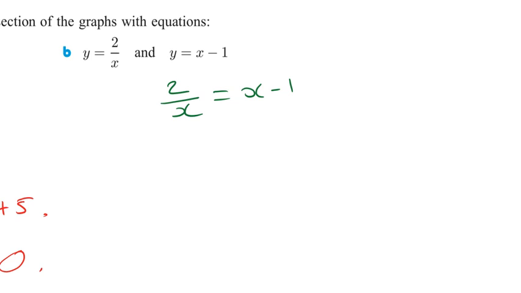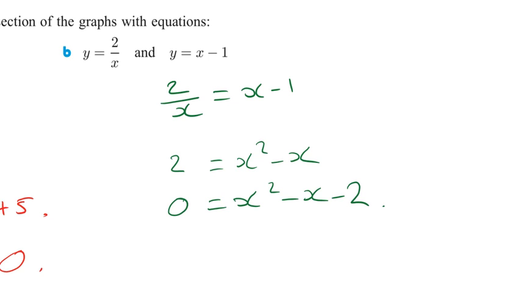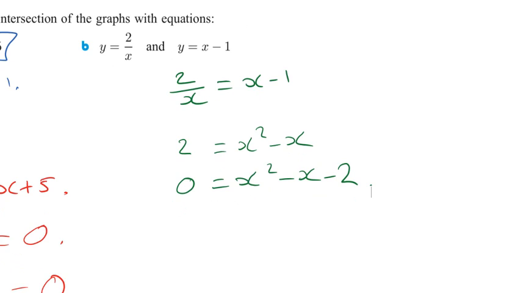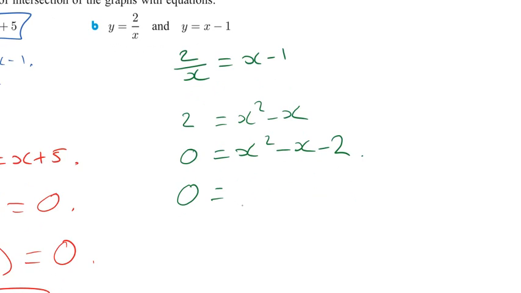I'm going to multiply both sides by x to start with. That's going to give me a 2 on the left-hand side, an x squared and a minus x on the right. Now I'm going to bring everything over to one side. I'll take 2 away. That's going to give me x squared minus x minus 2. We are going to solve this again, nice and simply with a bit of factorizing.